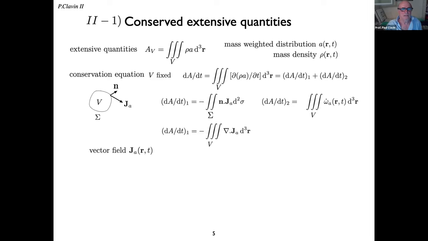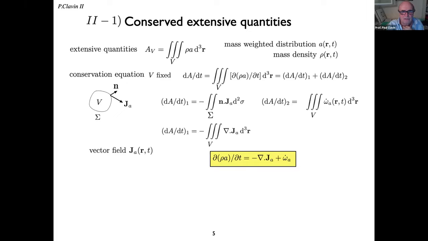The second way that such a quantity can vary is because of a volumetric change inside. For example, if heat is released, the energy can be changed by the heat which is released inside by the chemical reaction. And this is a volumetric integral of what is called a production rate, omega dot A.